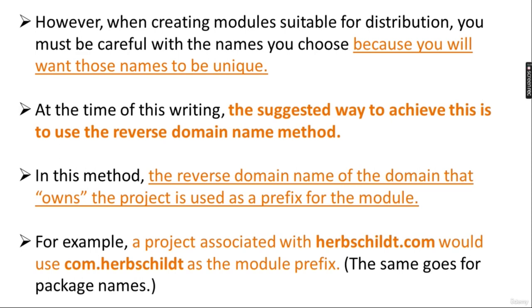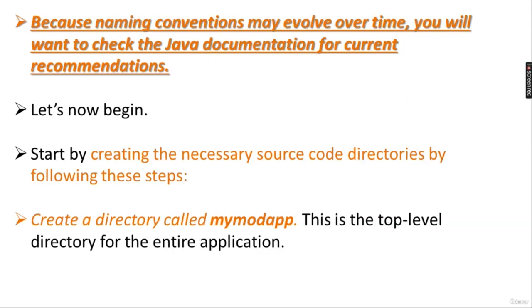Okay. You have to remember this because naming conventions may evolve over time. You will want to check the Java documentation for current recommendations, because the module is a new topic. So you have to take care of the naming conventions, and they will keep evolving further. Now we will start. Start by creating the necessary source code directories by following the steps.